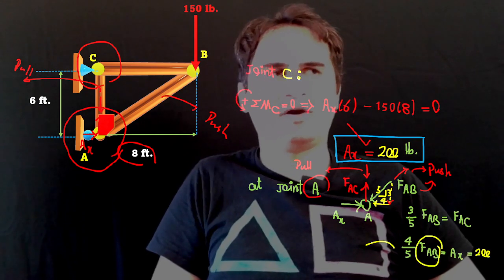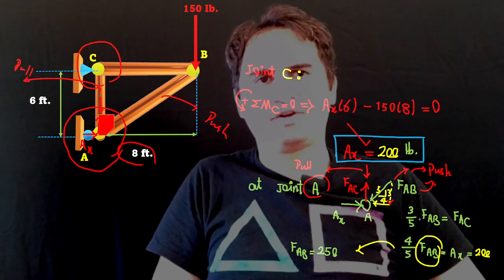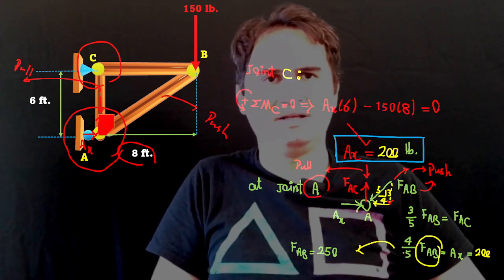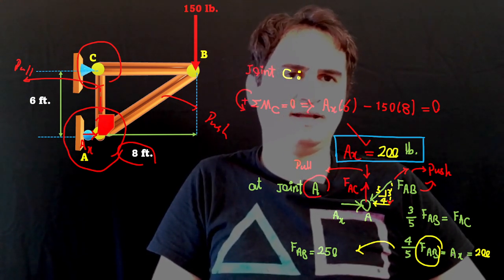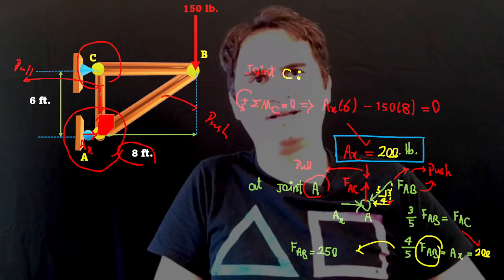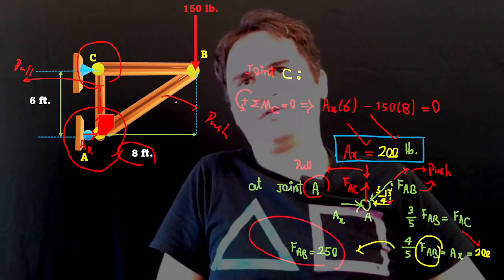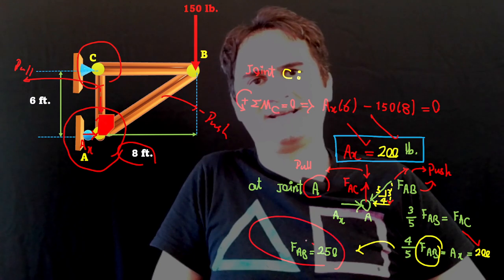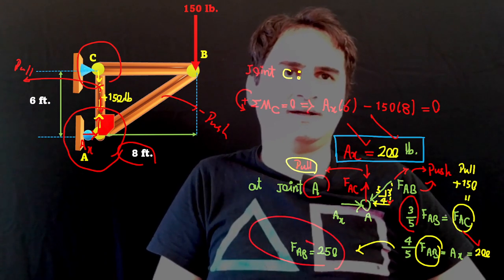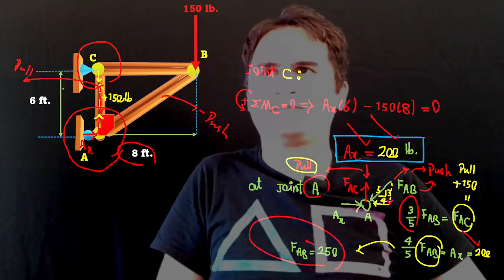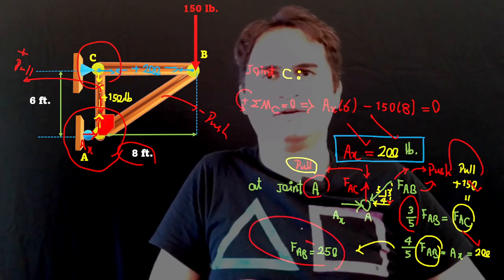By writing the equations of equilibrium, 3/5 of FAB, the vertical component, is equal to FAC, and the horizontal component, 4/5 of FAB, is equal to Ax, which is 200. We already calculated that. It just says FAB is 250. We already know FAB is a push, so that's negative 250. And the vertical component is equal to FAC, which is a pull, so that's positive 150.